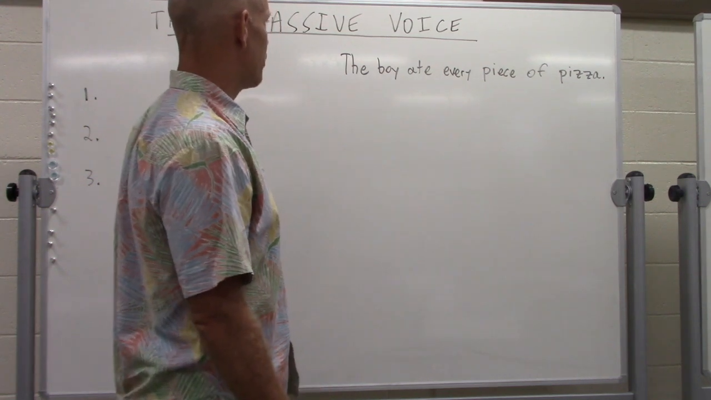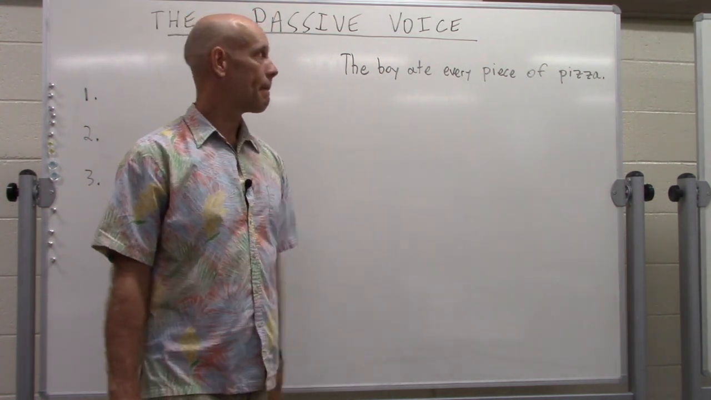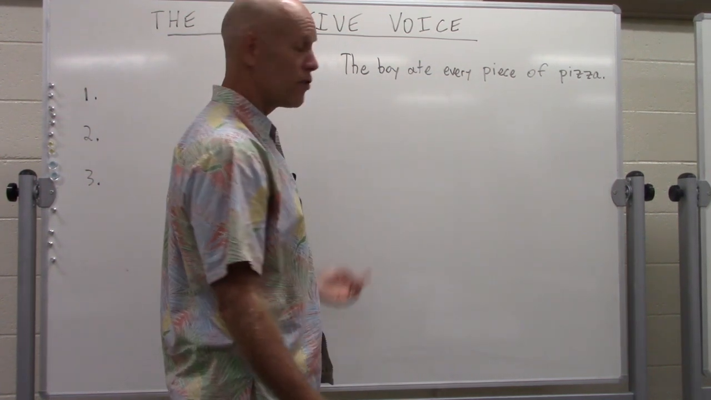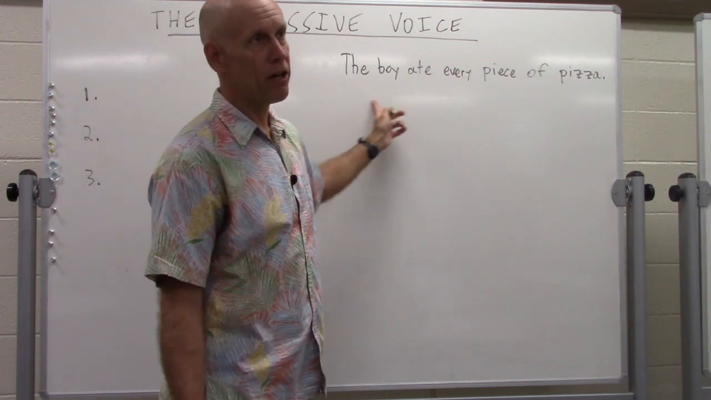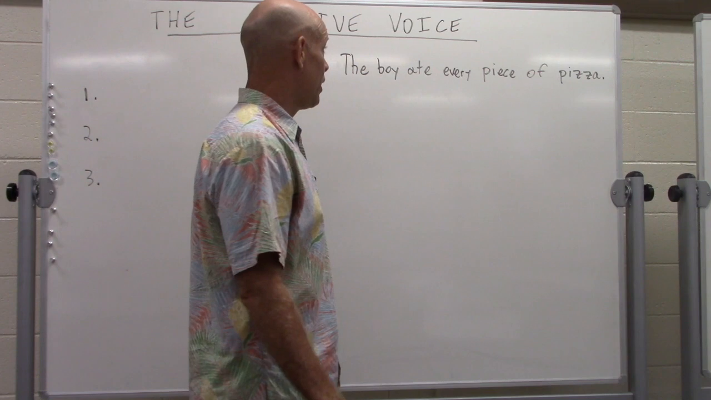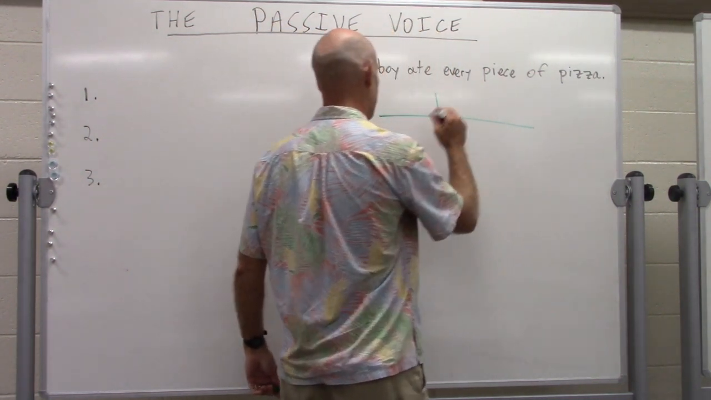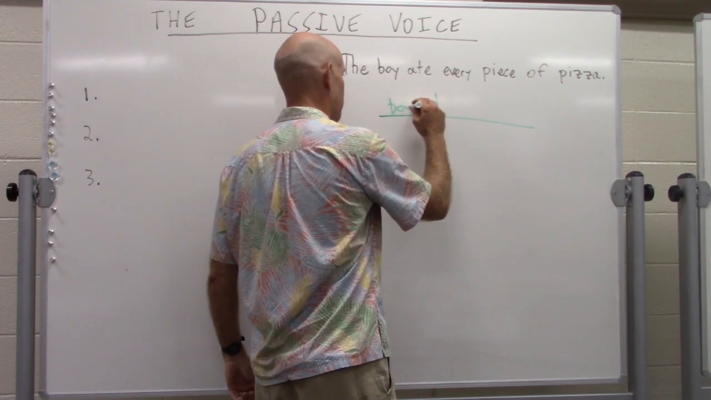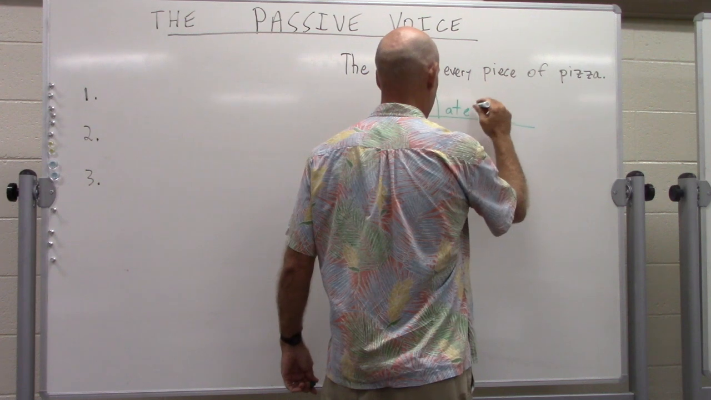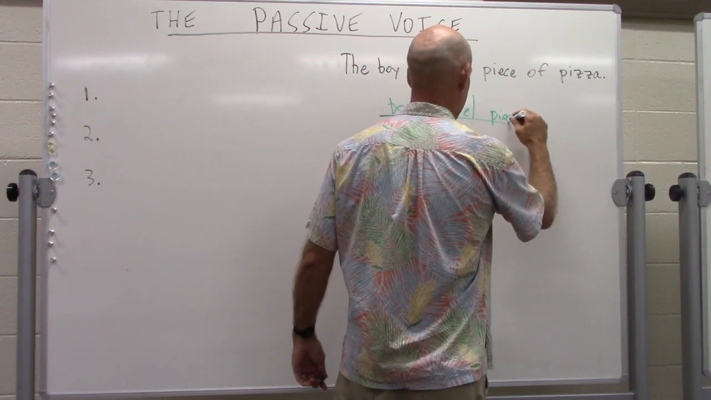Let's look at this sentence really quick here. Can you read this for me, Kenny? The boy ate every piece of pizza. Okay, so this is the active voice. These are the simple declarative sentences that we've been doing through Chapter 3 and 4. Let's just diagram it real quick. What's the subject? The boy. And what did he do? He ate. Did he eat something? Yeah, he ate the pieces of pizza. Pizza, right.